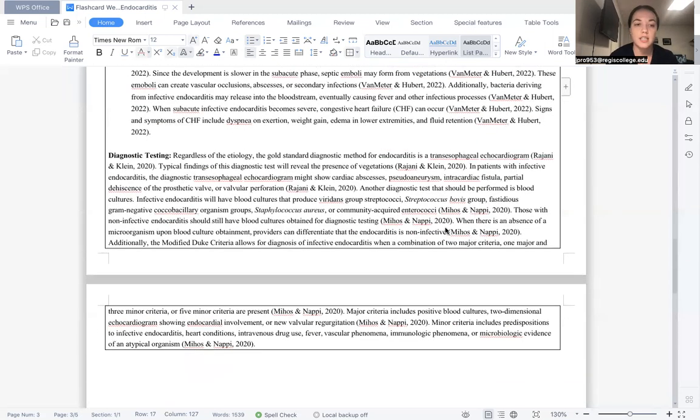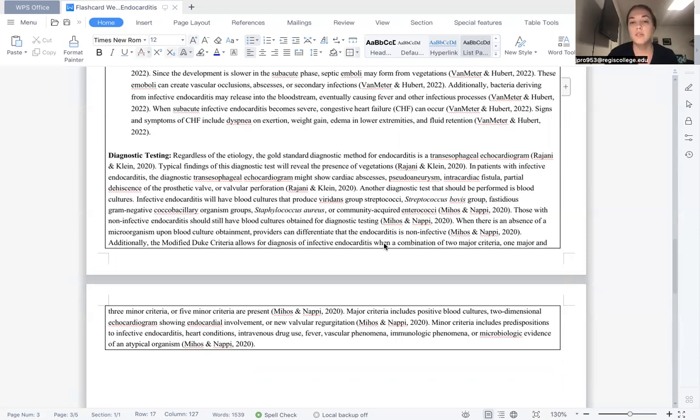For diagnostic testing, regardless of the etiology, whether it's infective or non-infective, the gold standard is going to be a transesophageal echocardiogram. It's also known as a TEE in the clinical setting. The typical findings of that diagnostic test are going to show those vegetations. When patients have infective endocarditis, that transesophageal echocardiogram would show cardiac abscesses, pseudoaneurysms, sometimes intracardiac fistulas. You can even see a partial dehiscence of a prosthetic valve that's become infected, or valvular perforation.